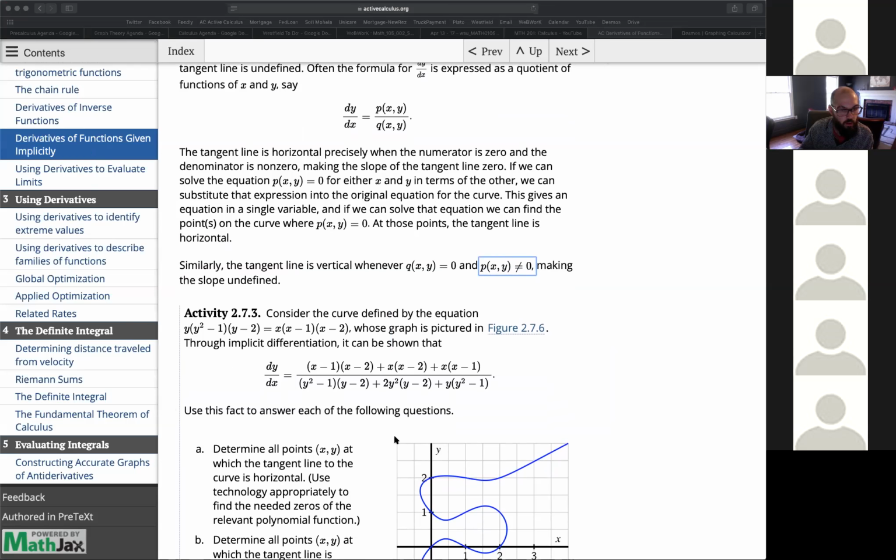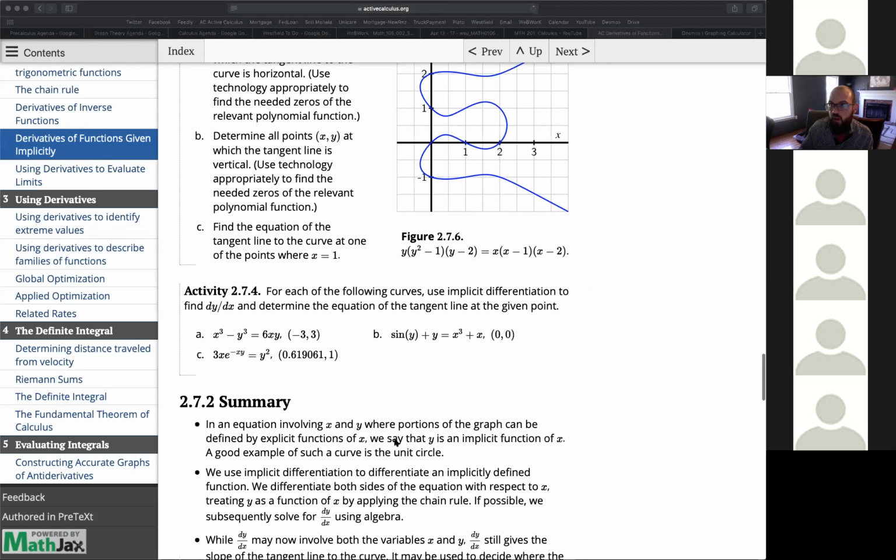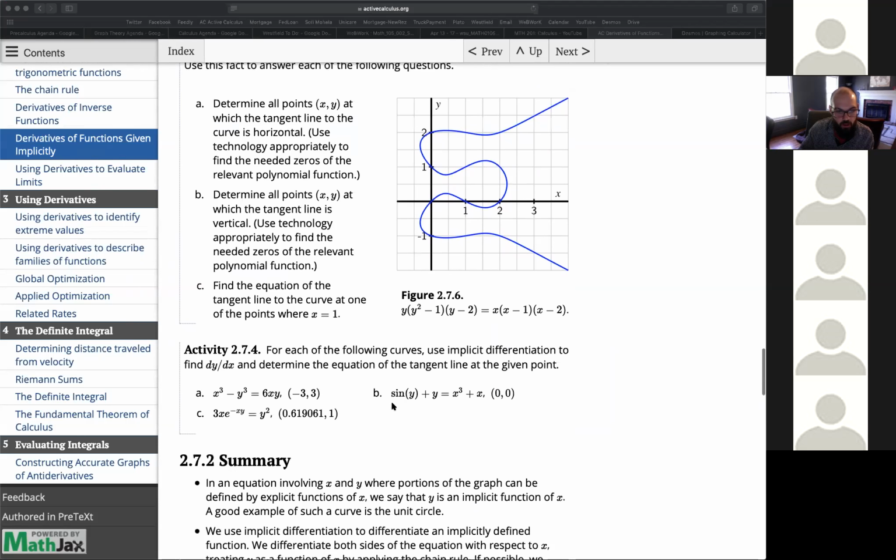So okay. We've got about 4 minutes left, but right, we're going to skip this one, but we can have other things pop up. So some of these problems down here are ones that we might see. We haven't done one with a trig function yet. So in activity 2.7.4, in our last few minutes here, I'll go ahead and walk through this one. Sine of y plus y equals x cubed plus x. So we can do this.